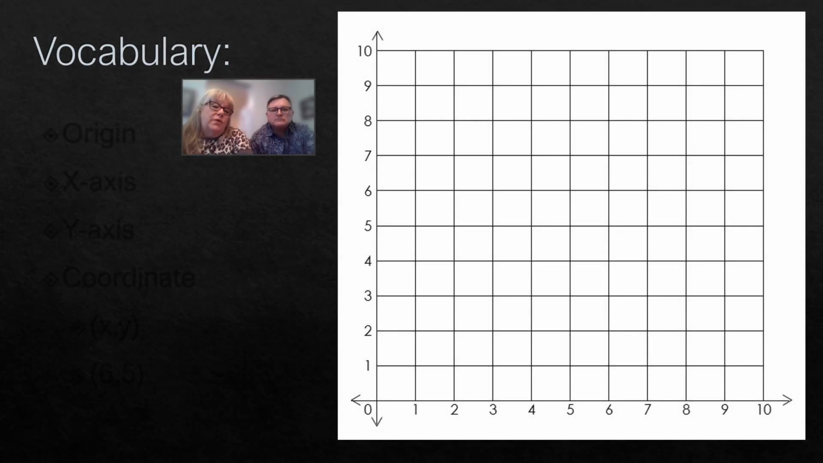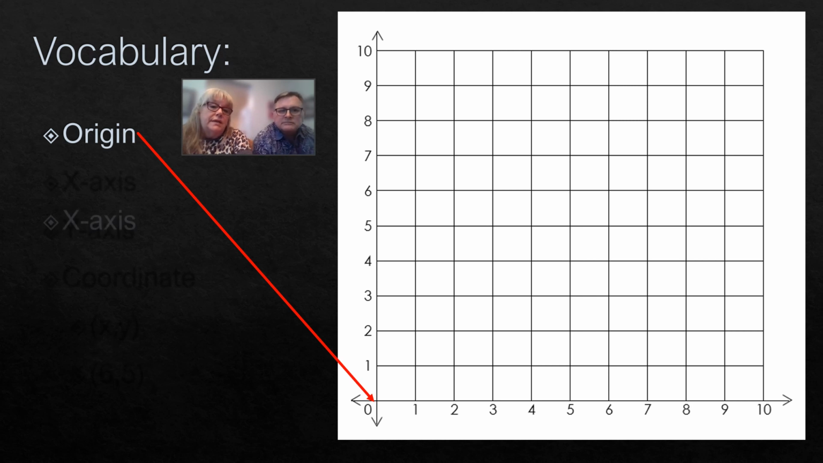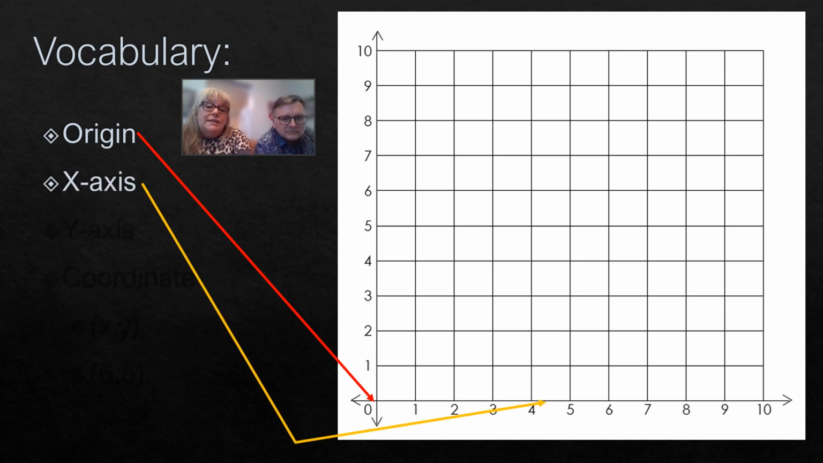Take a look at some of the vocabulary that they're going to encounter in this unit. Yes. We have the origin, which is at point 0, 0, where those 2 number lines, the horizontal and vertical number lines, intersect. We have the x-axis, which is that horizontal number line, and the y-axis, which is the vertical number line.